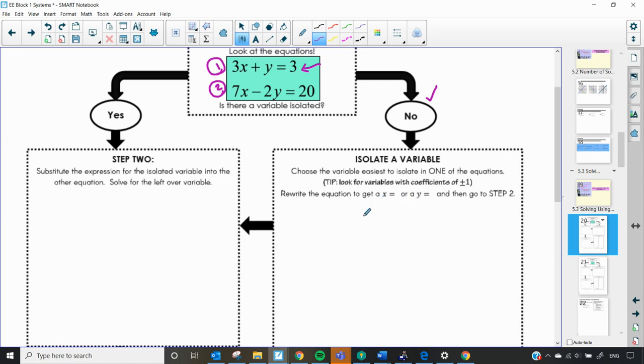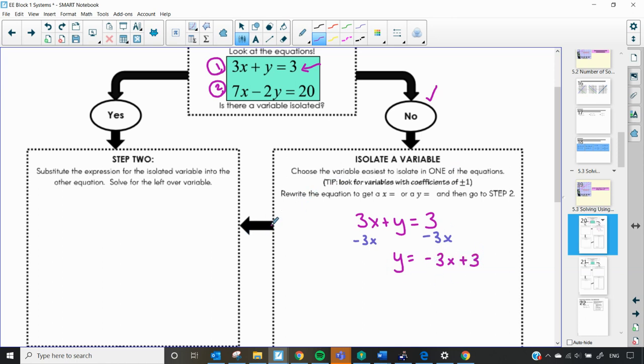Once we know which equation we want to manipulate, then we can write it down here. So 3x plus y equals 3. And we're going to rearrange to solve for a variable. In this case, the y is what we're going to manipulate and solve for. So to solve for y, we're going to subtract 3x from both sides. And that's going to give me y equals 3 minus 3x, or you can write it as negative 3x plus 3. It doesn't matter which way we write that.